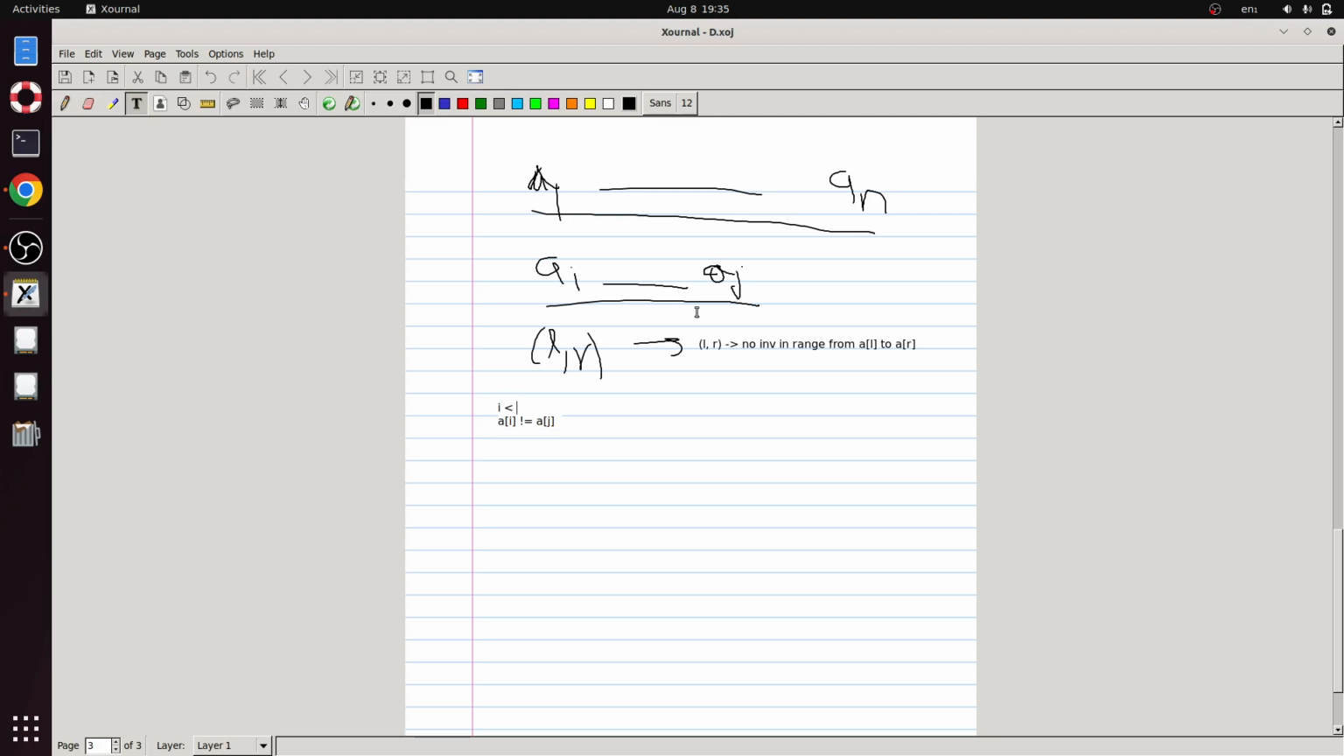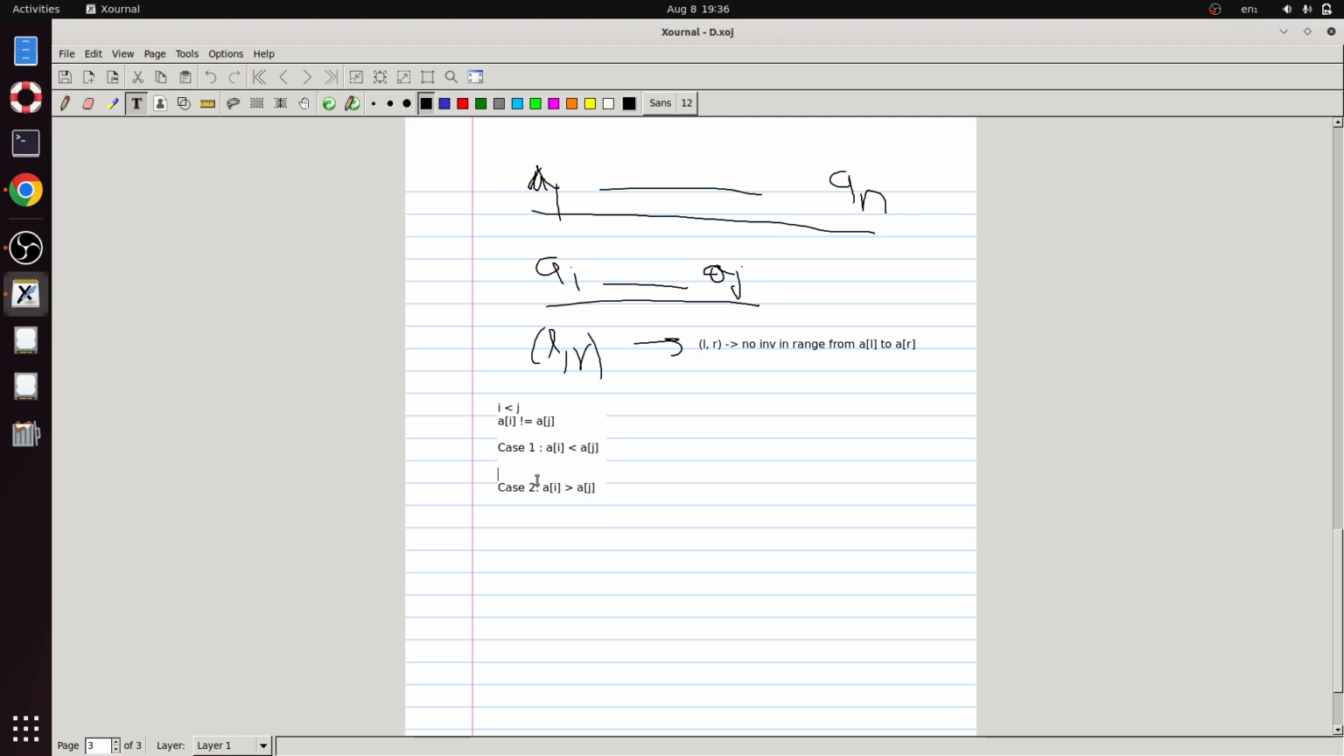So i is strictly less than j, so i lies somewhere over here, then j will lie somewhere ahead of i, and a of i is not equal to a of j because a is a permutation and each element is distinct from 1 till n. So there can be two cases. Case 1 is that a of i is strictly less than a of j, and case 2 is that a of i is greater than a of j. So we have these two cases. How do we determine which case it is?